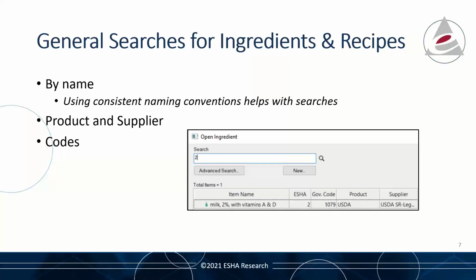We have product and supplier fields in Genesis to help you further describe, track, and search ingredients and recipes. And there are a variety of code fields in the software that can help you record specific information for your records. And I'll go into a bit more detail on each of those in just a few minutes.